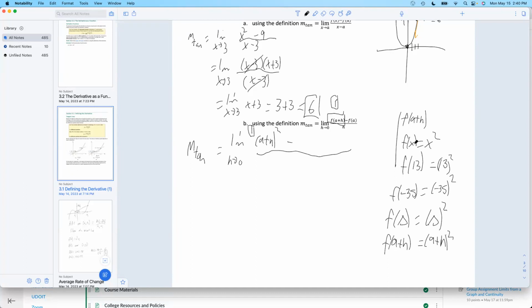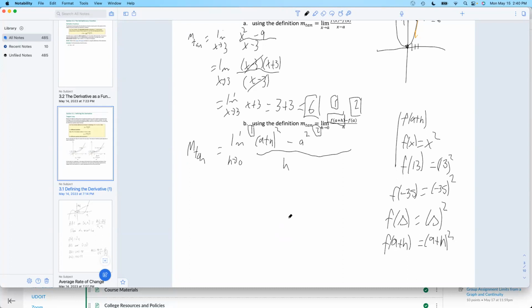Well, what is f of x? X squared. So f of a would be a squared. We'll call that part number 2. And then that whole thing is over h. So the difference quotient has 3 separate pieces. We write them down separately, and that's just simplifying.